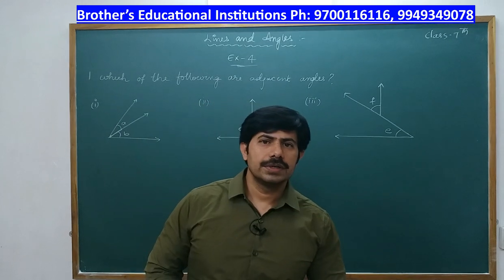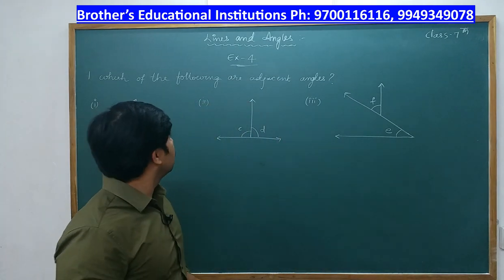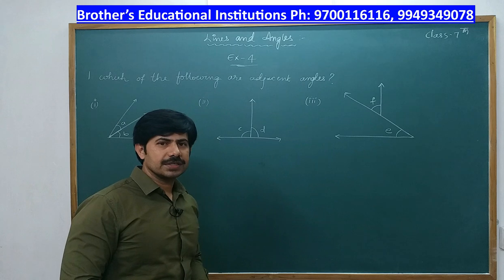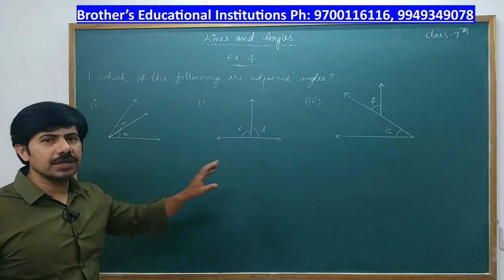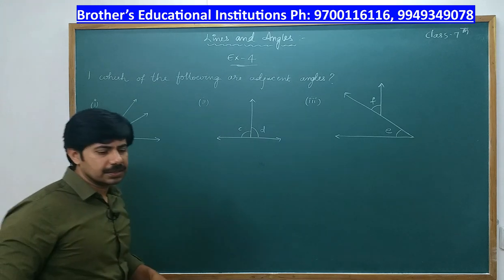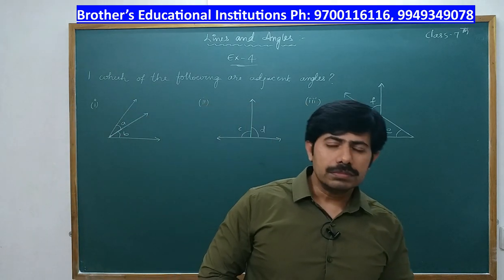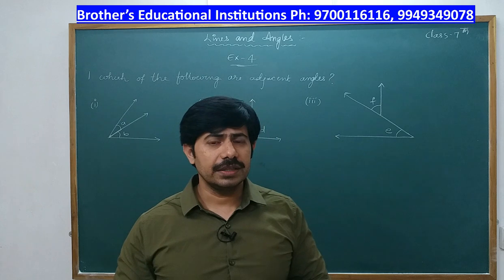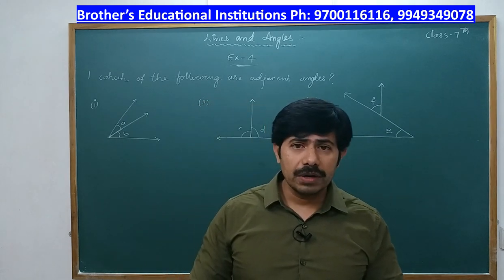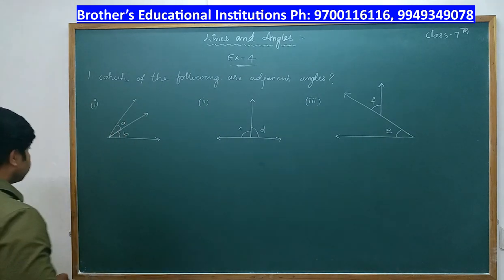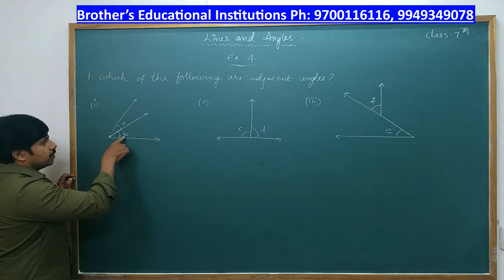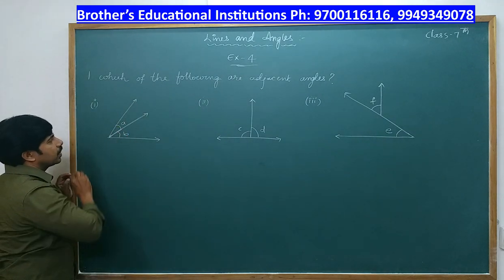Welcome back. So we are doing problems in lines and angles, and in today's class the first problem is about adjacent angles. From these three figures we have to find the adjacent angles. Now what is an adjacent angle? The angles formed by a common vertex are called adjacent angles. Here this is a common vertex, so these are the two adjacent angles. So what are the adjacent angles?